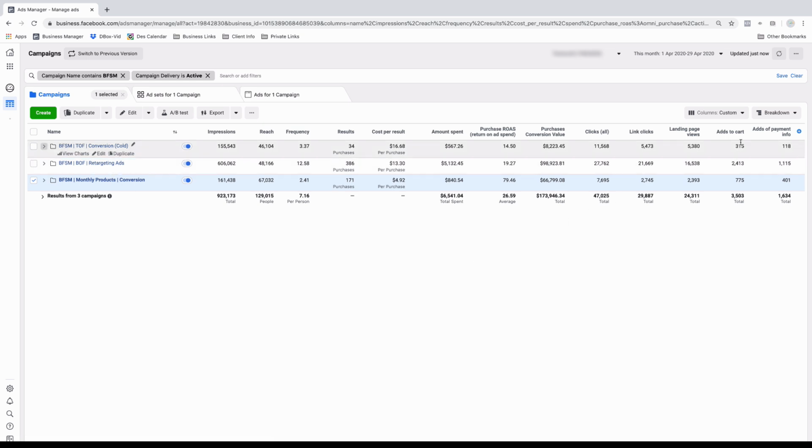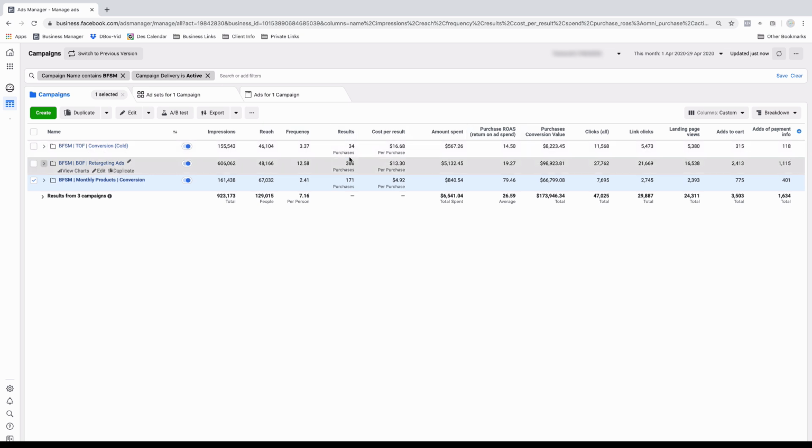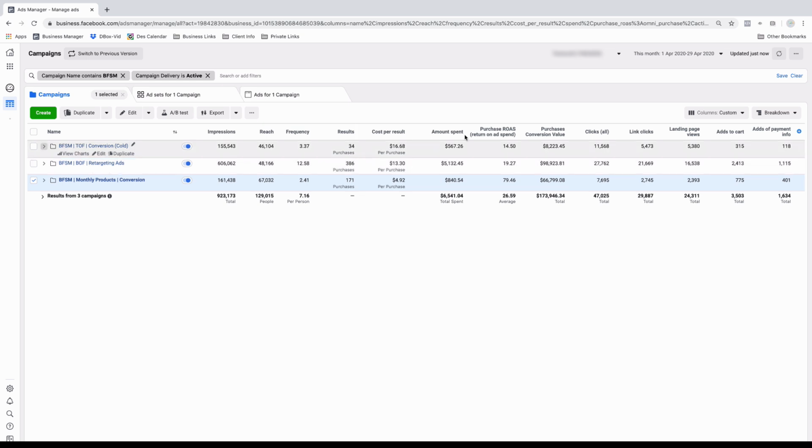From here, we can also see how many people have actually gone from viewing a landing page to adding to cart, and from adding to cart to actually going through to the payment process, and then from there to actually making a payment. This is giving me a really good idea of how people are consuming my information and the process that they are going through in order to make the sale.